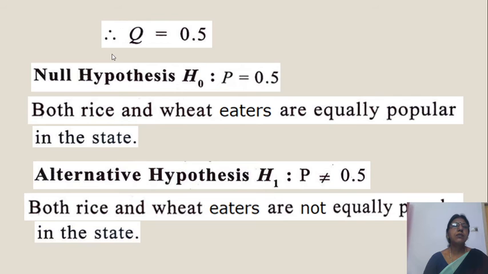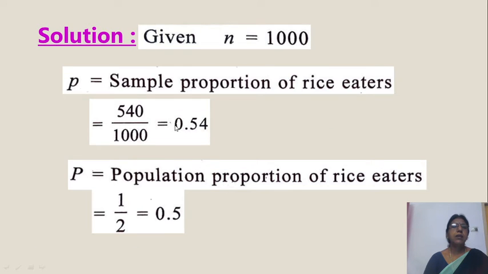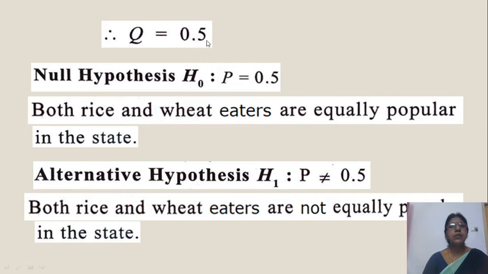Given n is 1000, p is equal to x by n, 0.54, and automatically small q is 1 minus p. But we need capital Q only in the formula of the Z calculated. Now capital P is the population proportion of rice eaters. We take capital P is equal to 1 by 2 or 0.5. No doubt Q is also 0.5.